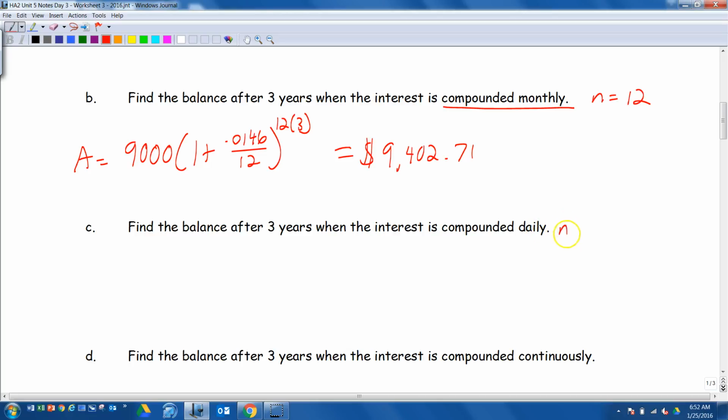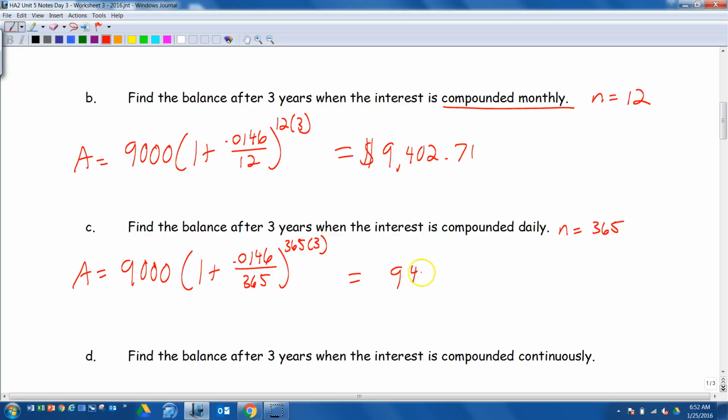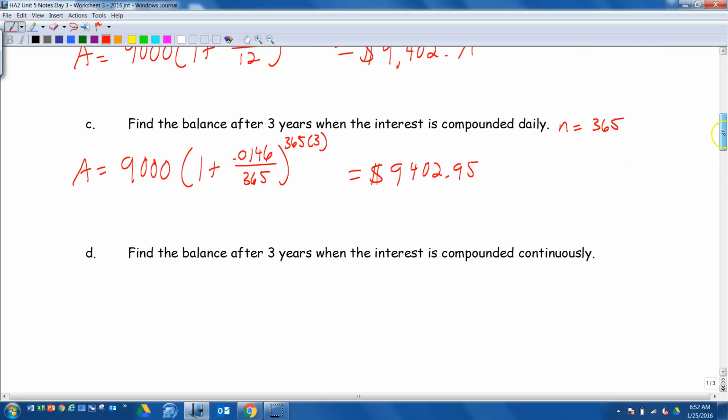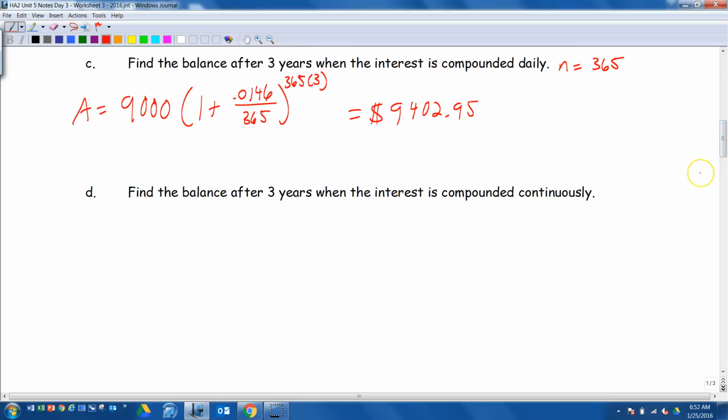Now, daily, how many days are there? There are 365. So now we're going to say A equals 9,000 times 1 plus 0.0146 over 365, all raised to the 365 times 3. And when you do that, you get 9,402.95. Okay, so that helped a little bit more, but again, not much. Now, compounding continuously is the best, but that's usually the most you'll get.